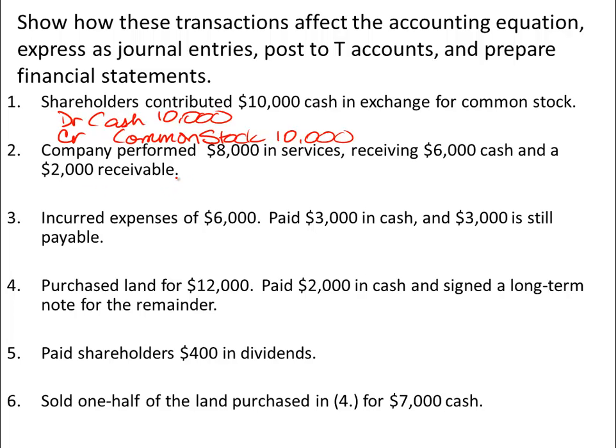In number 2, the company performed $8,000 in services, so they sold services, or that's revenue. They received cash of $6,000, so I'm going to debit cash for $6,000, the asset, and $2,000 receivables, so that's accounts receivable $2,000. So having a debit of cash and a debit accounts receivable totals to the credit to service revenue of $8,000.